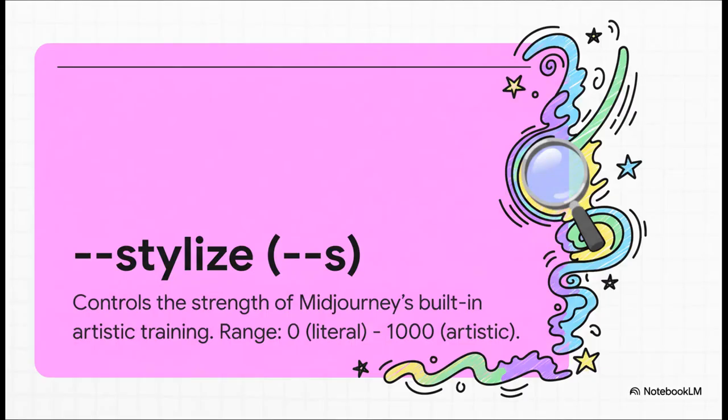The command for this is super simple. --stylize, or you can just use --s for short. The best way to think about it is like a dial for artistic flair. Turn it down to 0, and the AI is going to be super literal. But if you crank it all the way up to 1,000, it goes into full-on artist mode. It's going to prioritize making a beautiful image, even if it means ignoring some of your words. And right in the middle, the default is 100.